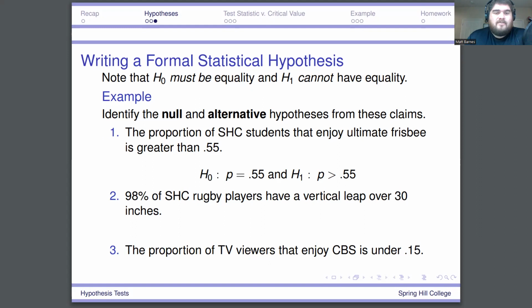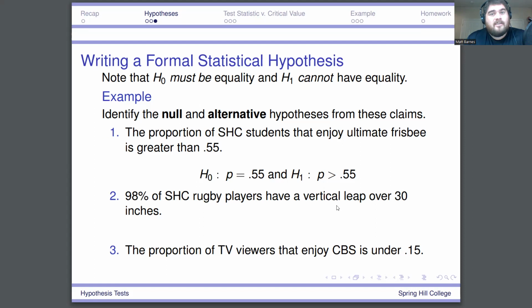98% of SHC rugby players have a vertical leap over 30 inches. So this one isn't giving us a keyword like the last one. That one told us greater, and that's what told us to use the greater than sign. This one isn't giving us anything like that. So it's asserting that exactly, specifically, 98% of rugby players have this vertical leap. And so the way we would test this is we would just think it might be different.